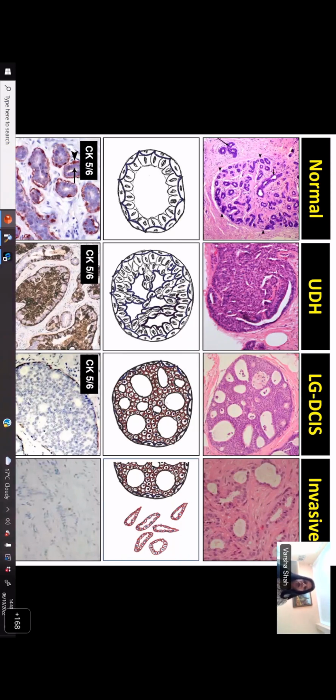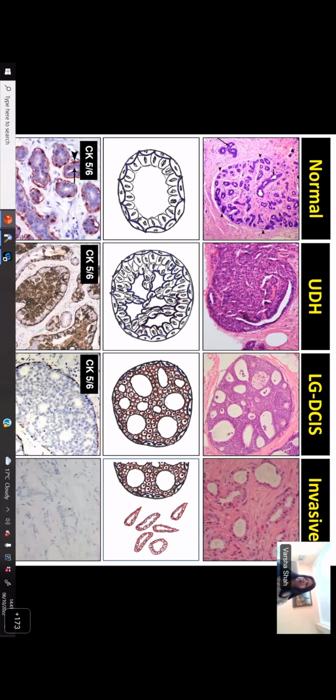While in DCIS, only the inner epithelial layer proliferates, and it is a neoplastic proliferation as opposed to UDH. But the outer myoepithelial layer does not proliferate. So what happens is that when the duct gets expanded, these myoepithelial cells may become very atrophic, particularly in high-grade DCIS. Sometimes you may just see an interrupted myoepithelial layer. So that is the difference between UDH and low-grade DCIS. And then obviously in invasive carcinoma, the cells break through the basement membrane.